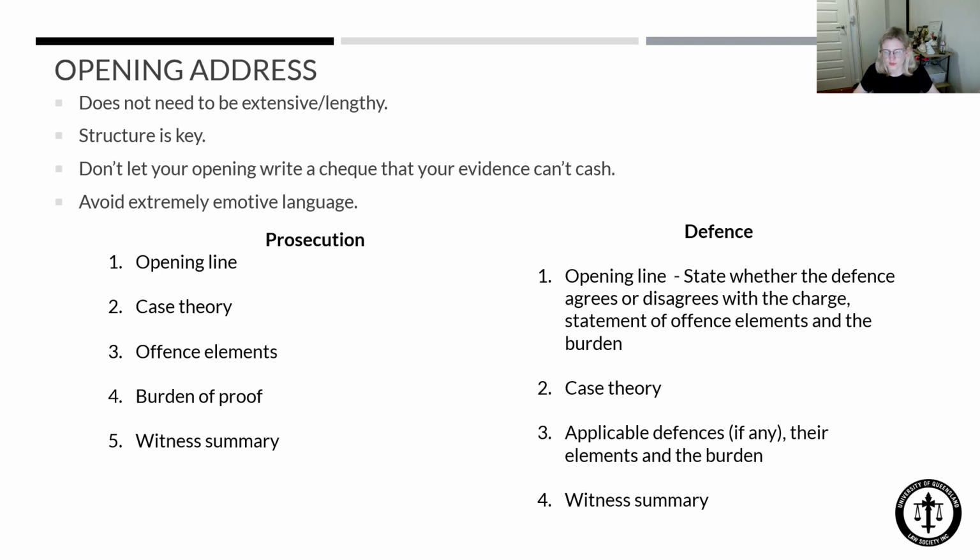For defence, you start with basically all of the things that you agree to and all of the things that you don't agree to. So if you agree to the way that the prosecution has set out the elements of an offence, then say, we agree with the elements as stated, this is the one that we say is in contention. Then you state your case theory. If there are any defences, then you provide those and what the burden is for those, and then the same, provide a witness summary.